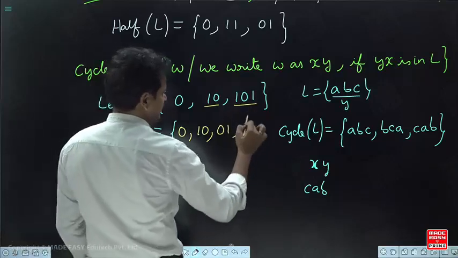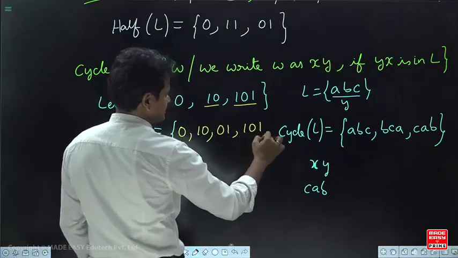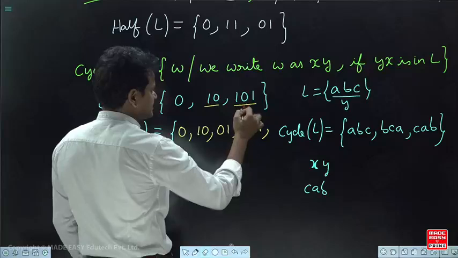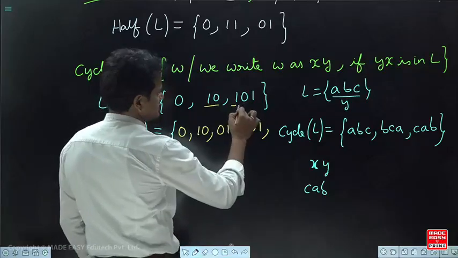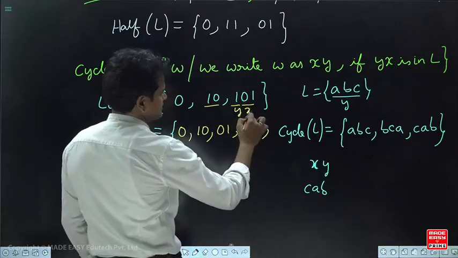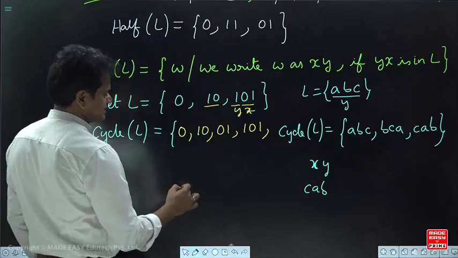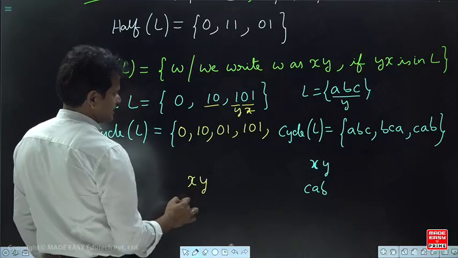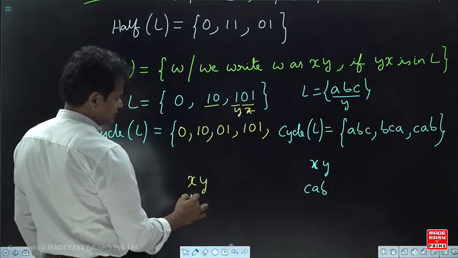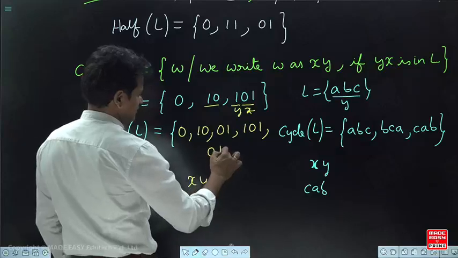This one, take as it is. 1 0 1, you take as it is. Now divide this into two parts. This is y and any two parts, this is x. If yx is there, then xy. What is x here? 0 1. And what is y? 1. So 0 1 1 will be there.